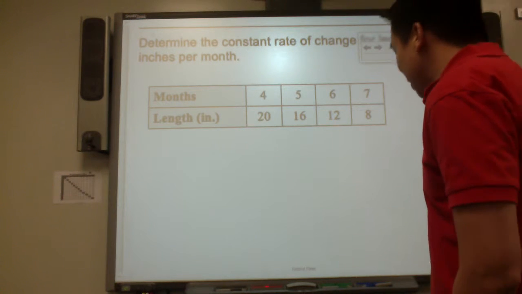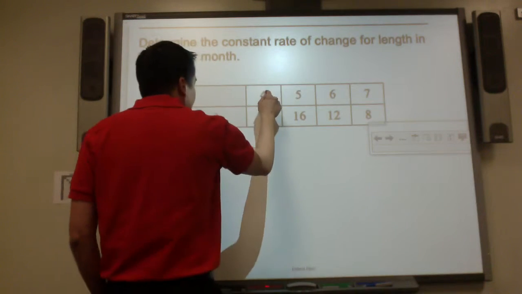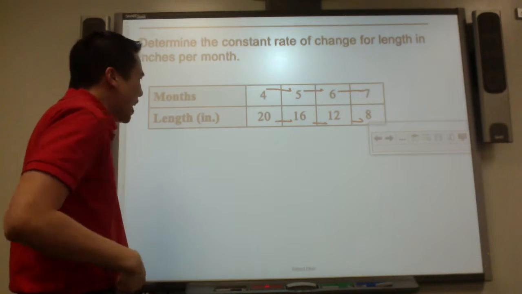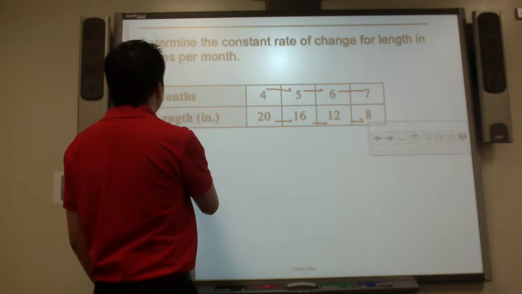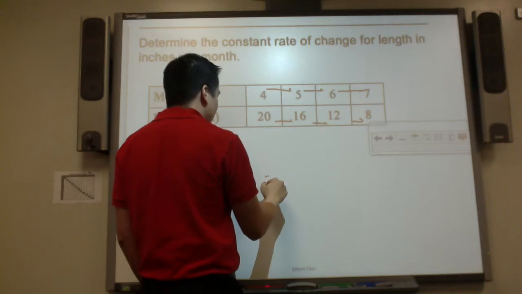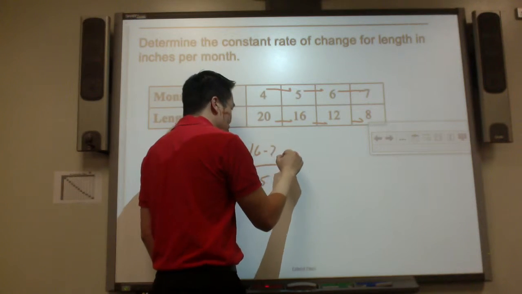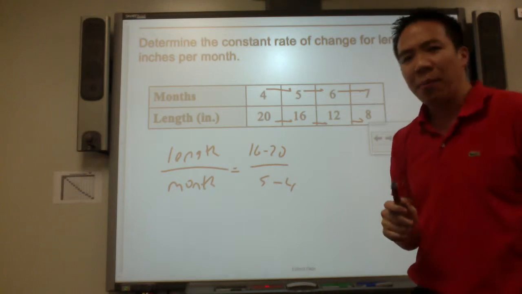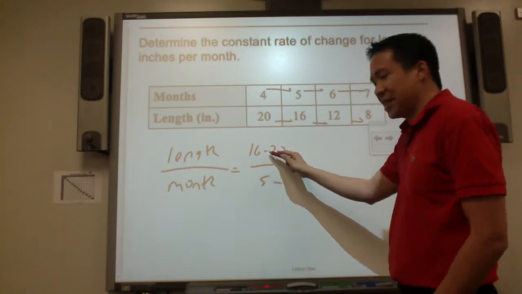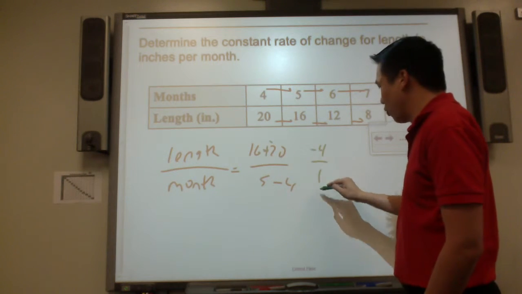Determine the constant rate of change for this one, for length in inches per month. Let's see, the months are increasing, but the length is decreasing. So how is it changing? So the constant rate of change for length and month. The month goes from 4 to 5, but the length is decreasing, 16 minus 20. How many inches is it decreasing for every month? By 4. So 16 minus 20. Remember, add the opposite. That's negative 4 over 1.